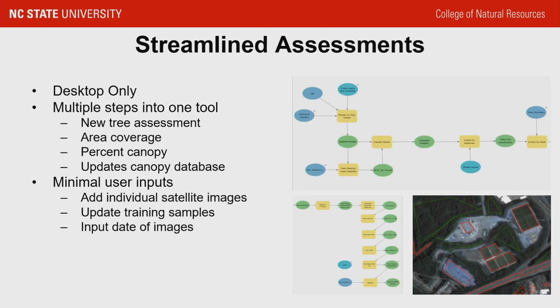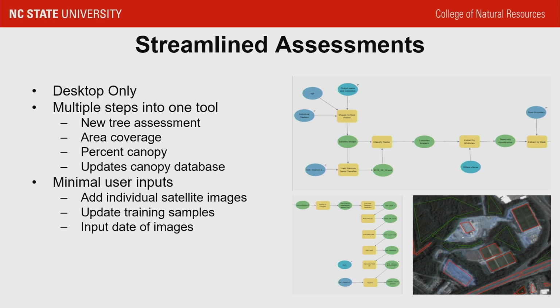So for our streamlined assessments, as you can see through this model builder, there are several steps built into this essentially three-input process. The steps include, for one, it produces the new tree assessment. It takes that assessment and vectorizes it and gives you an area coverage calculation, and additionally a percent canopy coverage calculation from that. And once each individual assessment is complete, it adds those to a single database file for projecting those bar graphs that you saw a minute ago, and I'll show again on the next slide.